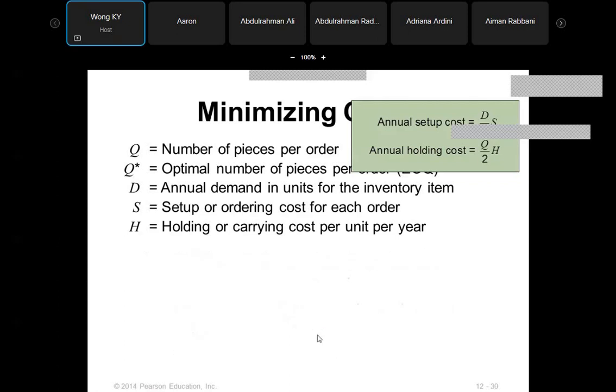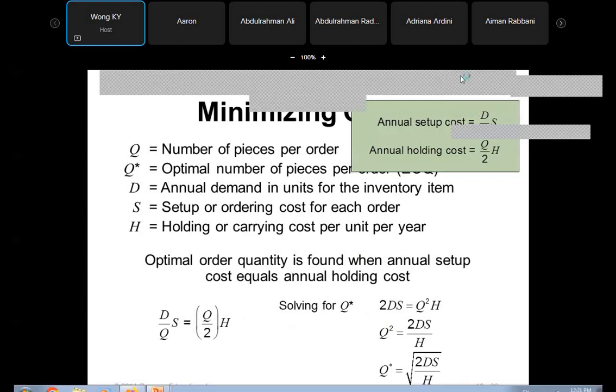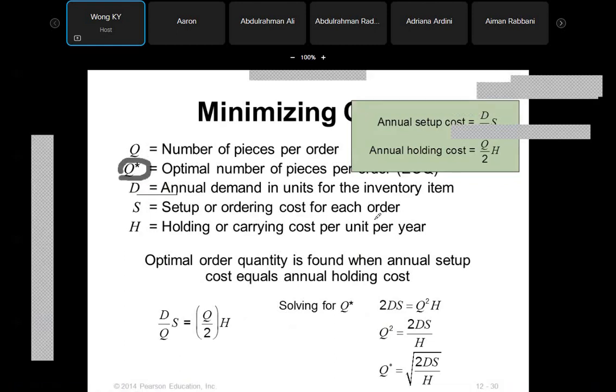Right, let's continue. So remember our objective is to find Q star. This is the optimum number of units that we have to order every time. Our objective is to find this value. So just now I said that this value happens when the holding cost is equal to the setup cost. Right? So look at here. So we make this as an equation.